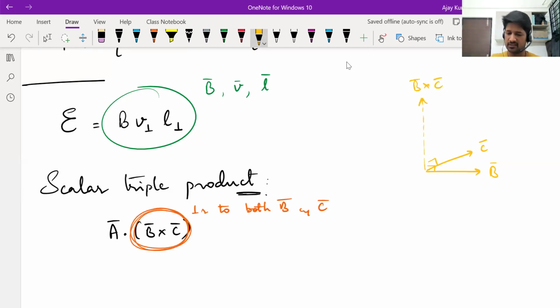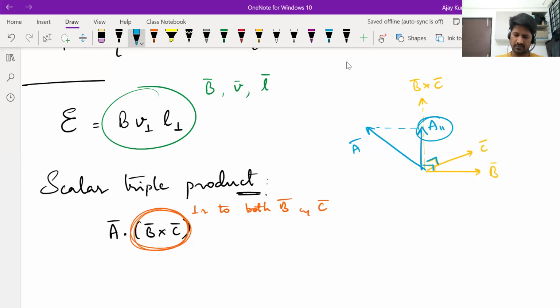Now there is a third vector A, something like this. You are taking the dot product between A and B cross C. Dot product involves the parallel component. Means you will be taking A's component in this direction. A's component in this direction automatically becomes perpendicular to B and perpendicular to C. That way, the scalar triple product A dot B cross C, if you multiply three vectors like this, you will ensure that you are multiplying their mutually perpendicular components.